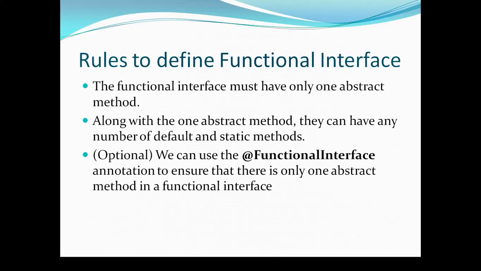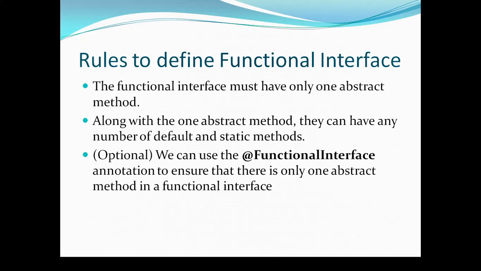Rules to define a functional interface. There are certain rules that we can follow while defining a functional interface. The first rule is the functional interface must have only one abstract method. This we learned in the last slide also. There could be only one abstract method in a functional interface. Along with one abstract method, there could be any number of default and static methods. So this is also clear to us.